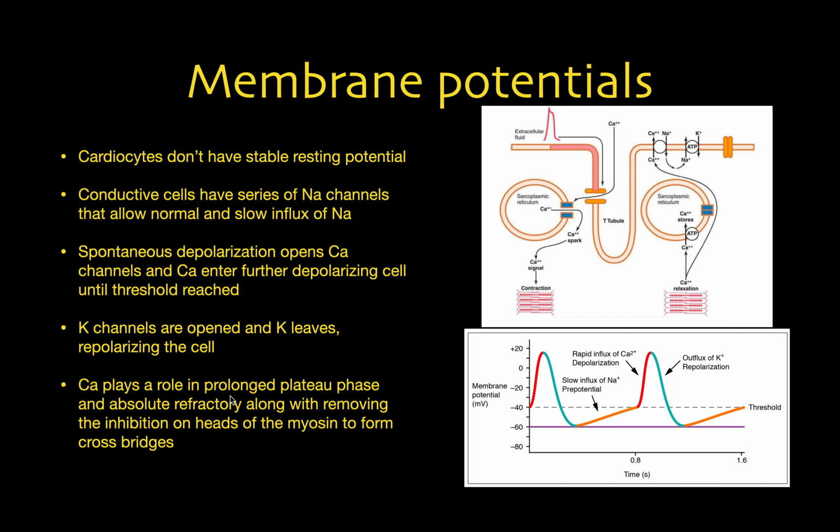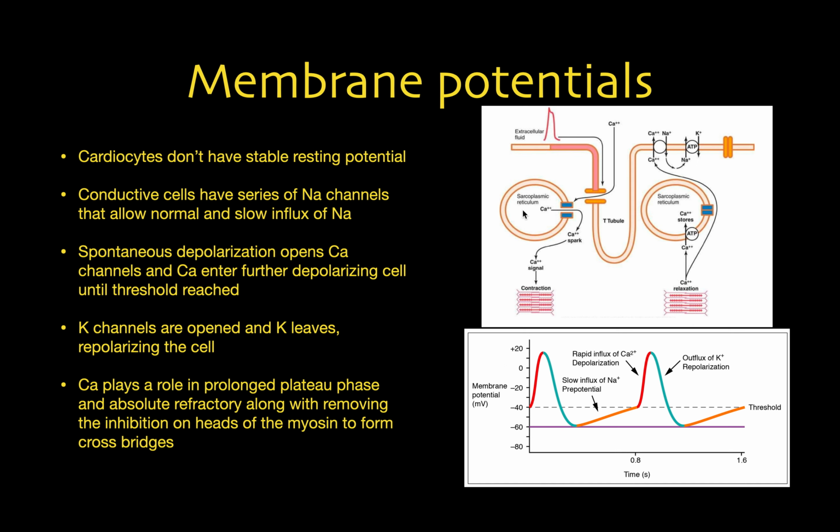The calcium also plays a role in the prolonged plateau phase, which we will cover in a lecture regarding purely the heart. And calcium also plays a role in the absolute refractory period, along with removing the inhibition on the heads of the myosin to form the cross bridges. The heart will still perform the same kind of movements as skeletal muscles. So calcium comes in, removes the inhibition, the cross bridge forms, there's the slide, the heart contracts, and then ATP is used to detach.